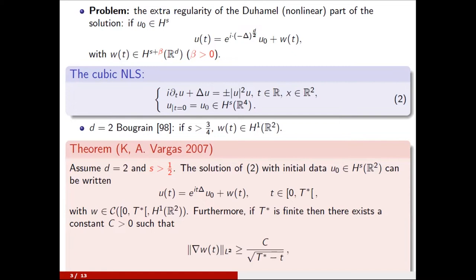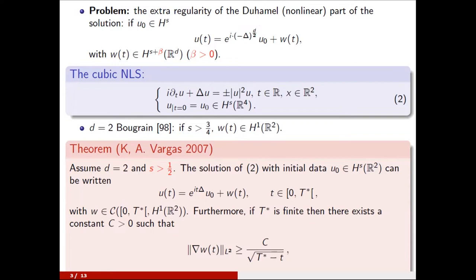I said before, this was remarked by Bourgain for this equation. Here d should be two. If we take the cubic NLS in dimension two, and the initial data is in H^s with s bigger than 3/4, then this Duhamel part is actually in H^1. So the bad regularity is here. If I remove this part, we get something better.